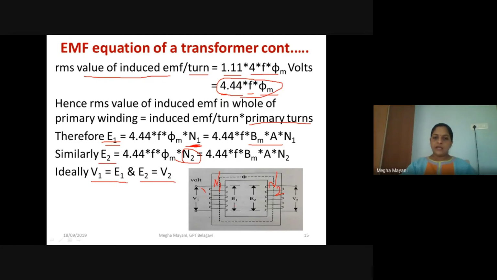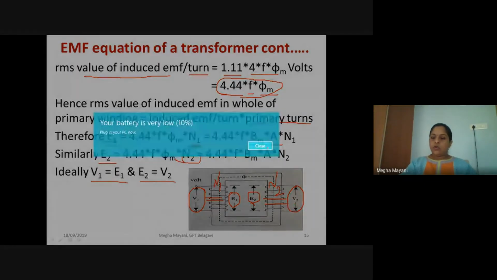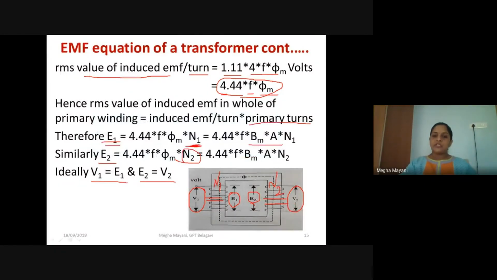So you can see here, V1 is nothing but the supply voltage which is connected to the primary winding of the transformer. And due to this self-induction, you have an EMF E1 induced in the primary. So when there are no losses, then these should be exactly equal. Similarly, when you have an EMF E2 induced in the secondary winding due to mutual induction, then this E2 should be equal to V2. That is, whatever you have the voltage drop across the load, that will be equal to the EMF induced in the secondary winding.